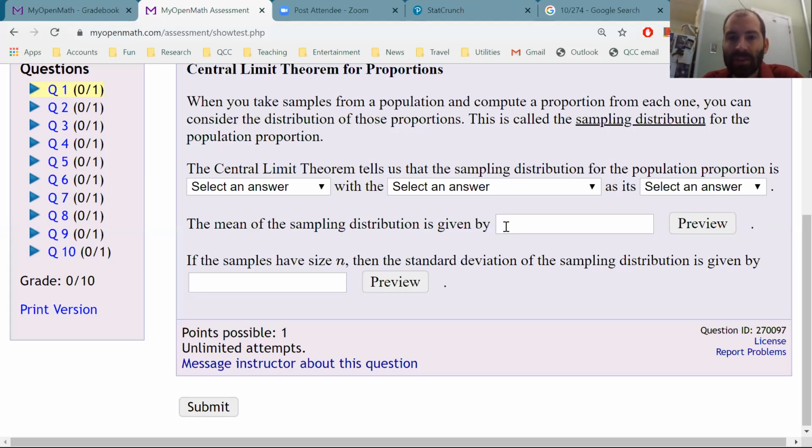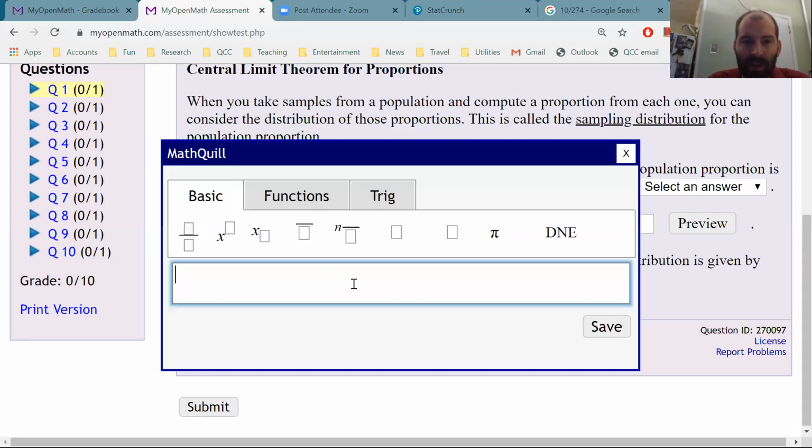Now, what they want here is actually a variable, because I didn't give you any numbers in this problem. So you're expected to write down a variable that represents the mean. And if you just look at the central limit theorem, you'll see what variable it is. And then down here, they want an expression involving the variables that occur in the central limit theorem. You'll see that the standard deviation is just given as an expression. And you can enter that expression by using this little up arrow here.